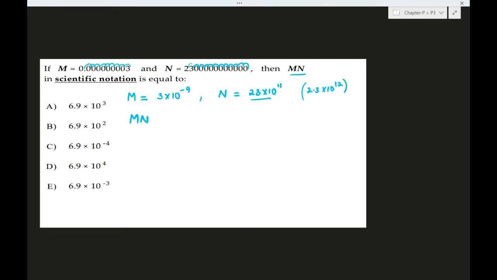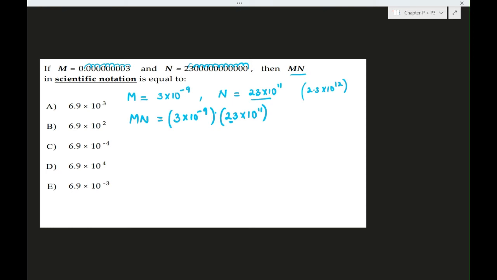So now let's look for mn. This is just 3 times 10 raised to power minus 9. Then you're multiplying this with what? With 23 times 10 raised to power 11. Don't worry about this 23. We can still use it now because we just need the final answer to be in scientific notation.